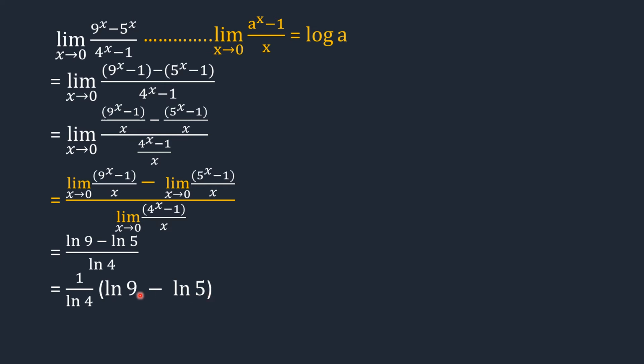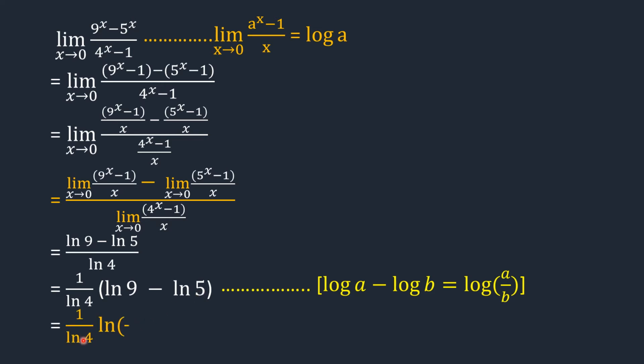Here we will use the rule of log. Log a minus log b equals log a over b for this bracket, and our answer will be 1 over log 4 into ln 9 over 5.